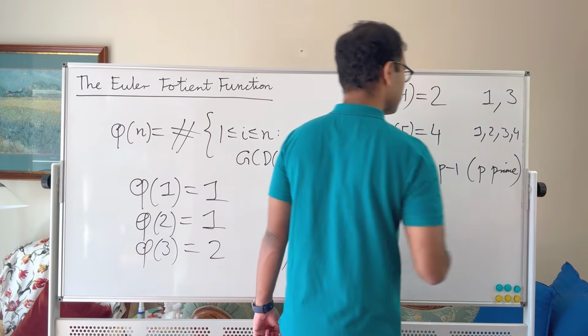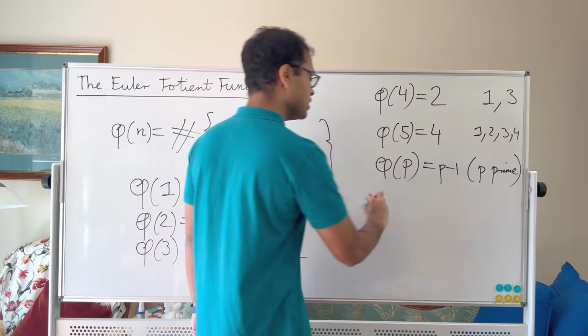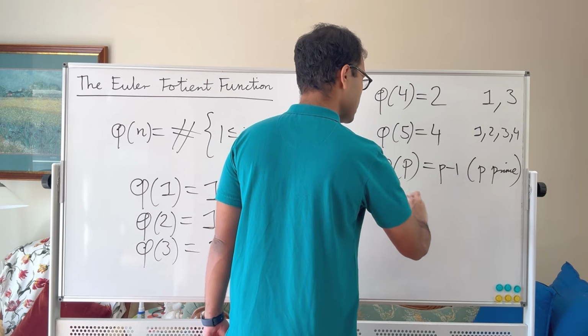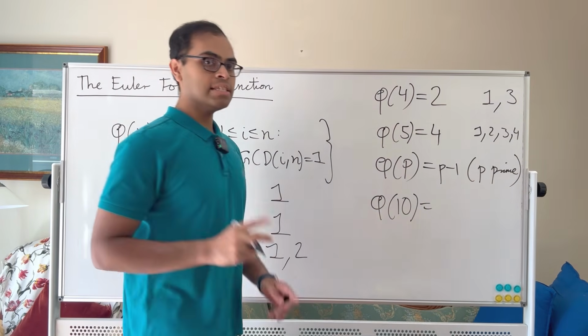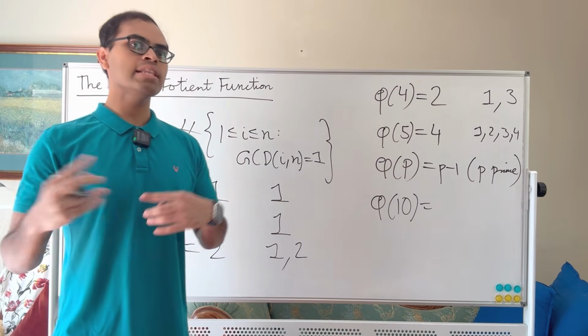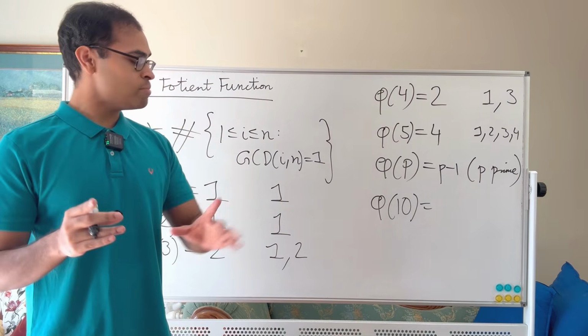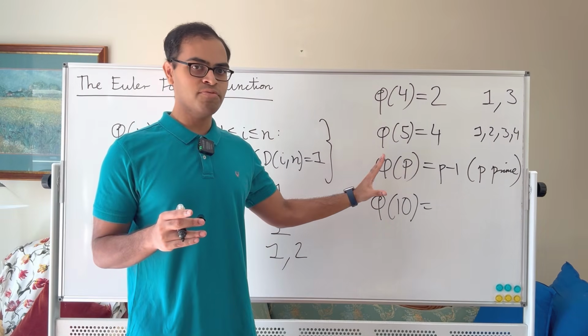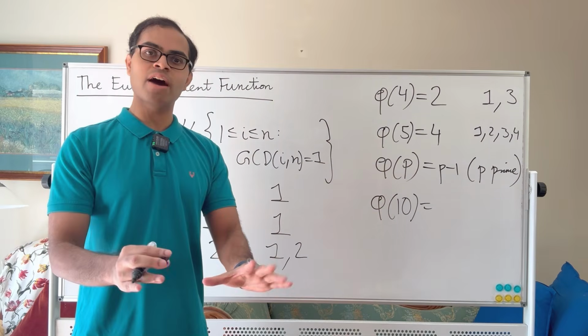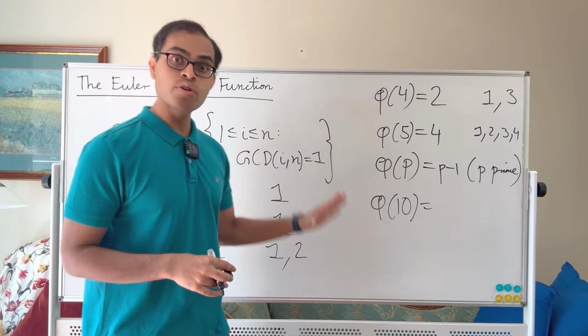But let's calculate something slightly more interesting. Let's calculate phi of 10. What is phi of 10 going to be? Well, phi of 10 is the number of integers from 1 through 10 that are relatively prime to 10. And what's going to be cool, you want to watch till the end because I'm going to give you a closed formula for phi in the end for any number. You can just spit it out. If you know the number, you don't have to enumerate everything.